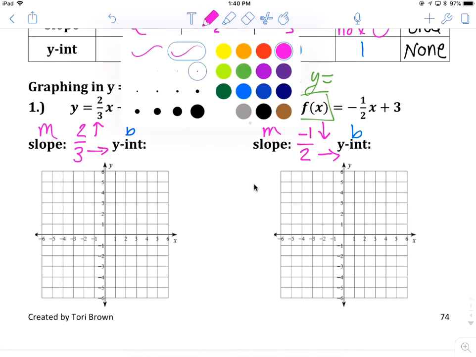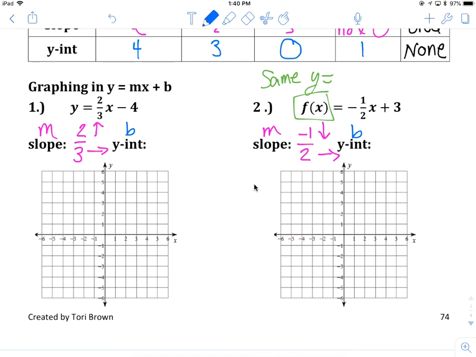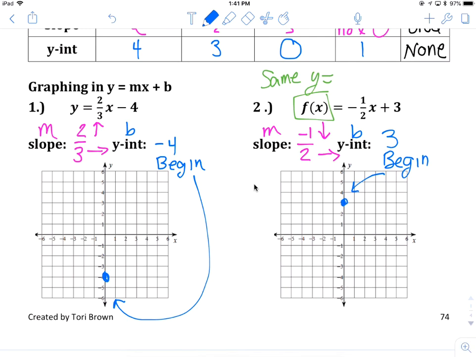When it comes to the b, we're going to use the number at the end. So my y-intercept on problem 1 would be a negative 4. That's going to tell me where I begin my first dot. So my first dot is going to start down here on negative 4. For problem 2, my y-intercept is 3. So I would begin up here at 3. Okay, so it tells you where to put the first dot. It does need to be on the y-axis.